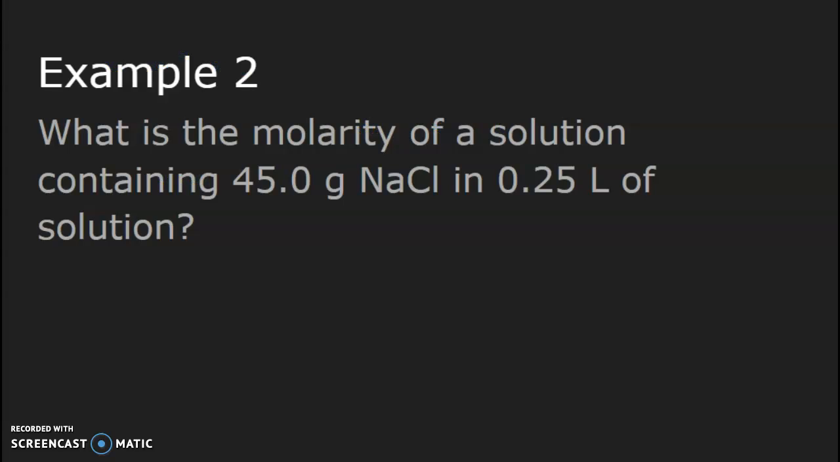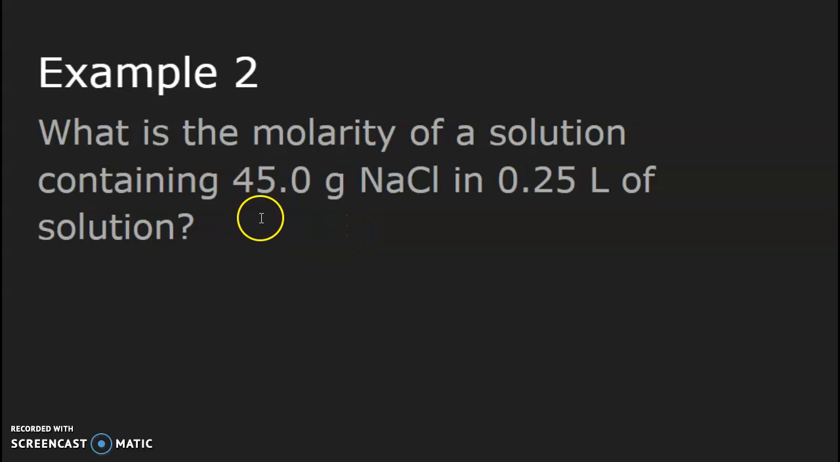So for example number 2, what is the molarity of a solution containing 45.0 grams of sodium chloride in 0.25 liters of solution? And right away you probably recognize the difficulty with this problem, which is we need a number of moles of solute and a number of liters of solution. Now we have a number of liters of solution, 0.25 liters is given to us here. What we do not have is a number of moles of solute.